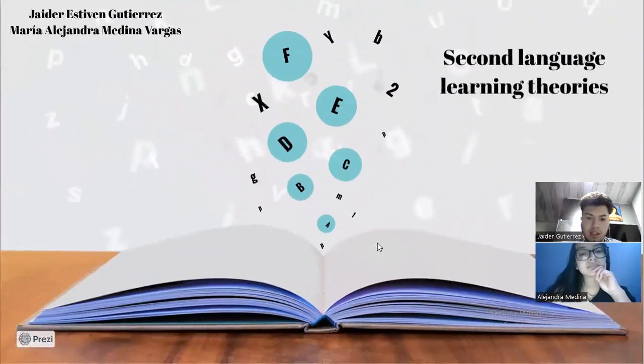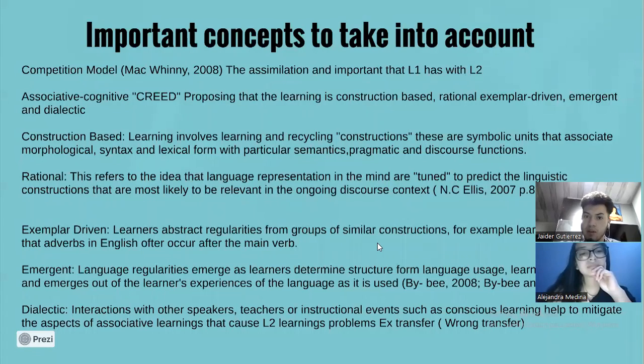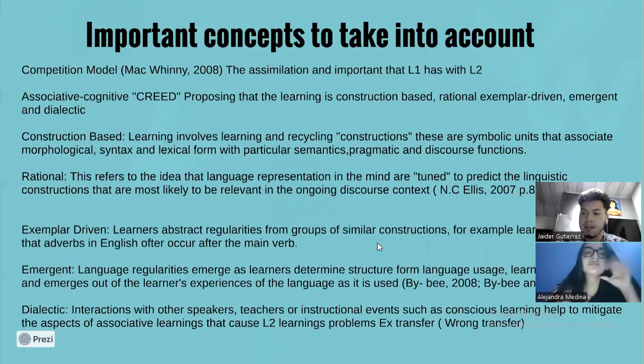So let me move on with the presentation. We have here some important concepts to take into account. The most important and relevant concept that I found in this reading is the dialectic, that basically is the interaction with other speakers, maybe about information that is not really clear in the mind of the learner. We have here, for example, the ground transfer.